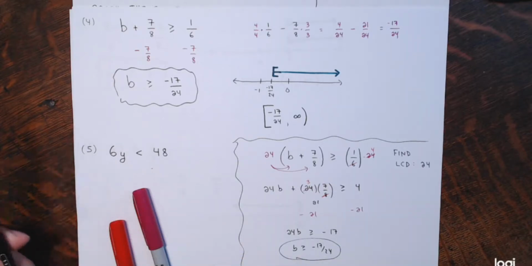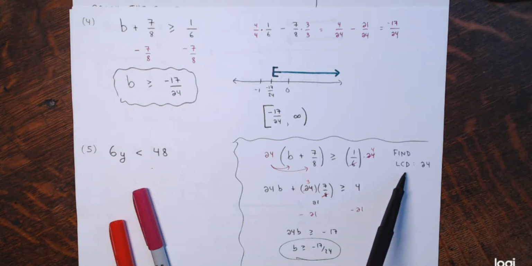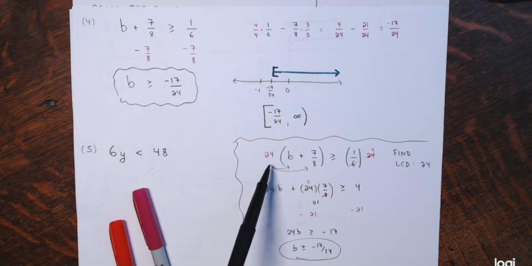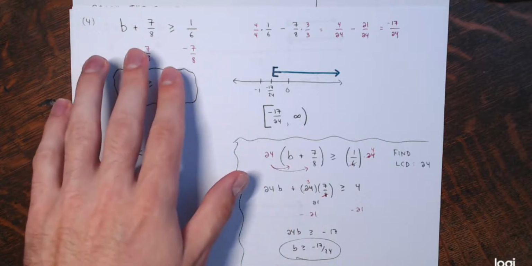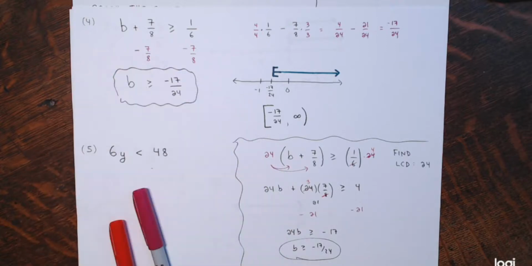Right? Again, if you want to do this with inequalities that involve fractions, that's totally fine. You find the least common multiple of the denominators, then you multiply every term by that, and that'll get rid of the denominators. Right? I ended up with 24b plus 21 is greater than or equal to 4, and then solve, right, for the variable. But you don't have to do this, obviously, right? You saw me do this here without multiplying both sides by 24. Okay.